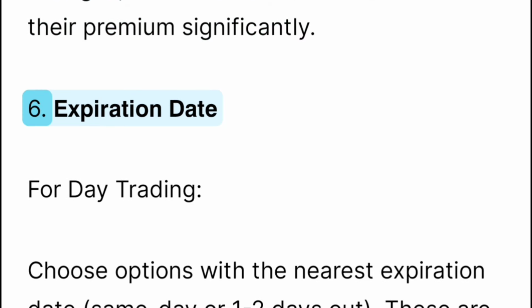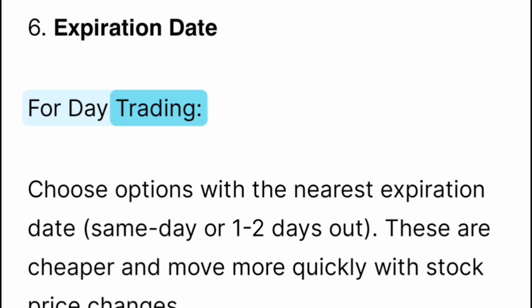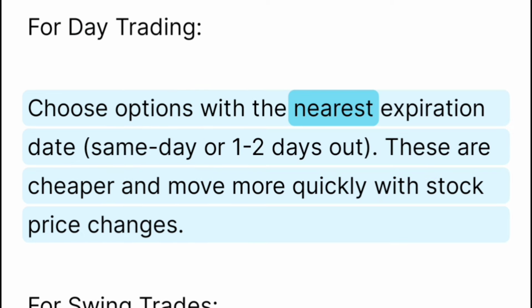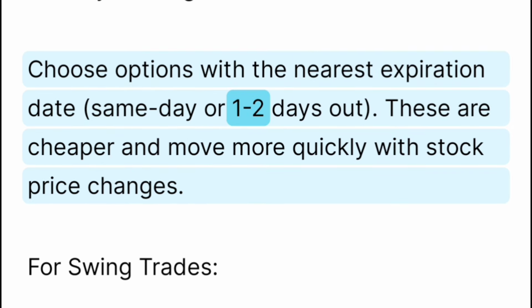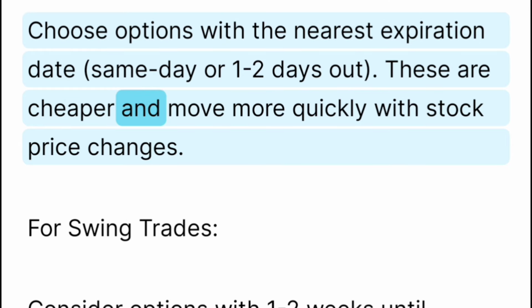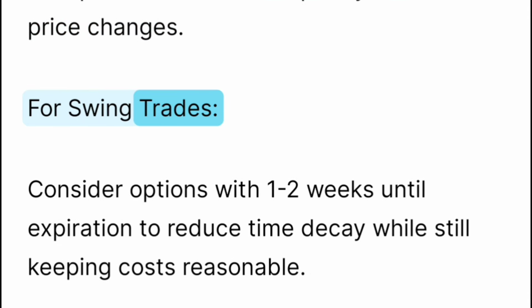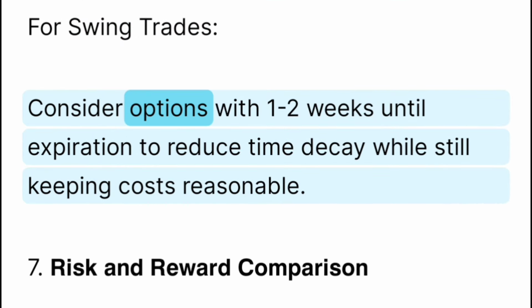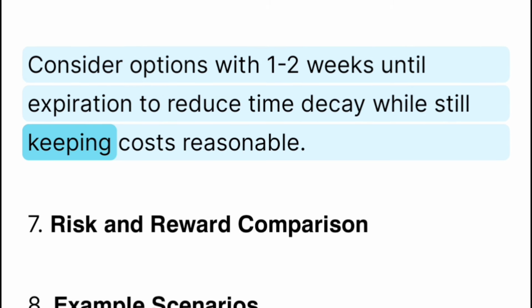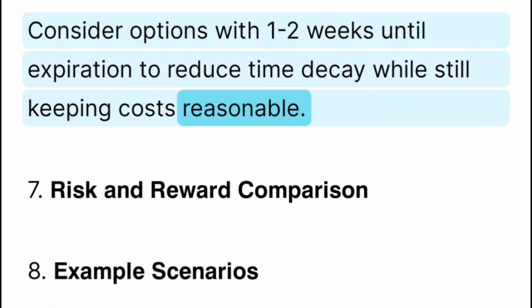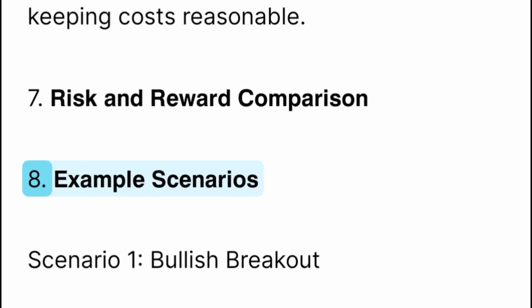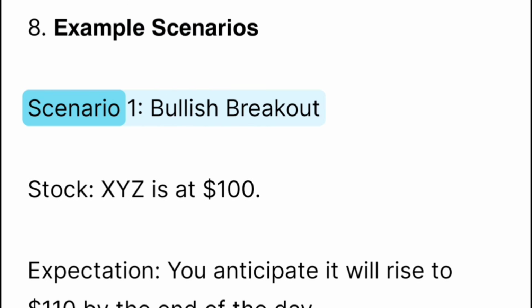6. Expiration date. For day trading, choose options with the nearest expiration date, same day or 1-2 days out. These are cheaper and move more quickly with stock price changes. For swing trades, consider options with 1-2 weeks until expiration to reduce time decay while still keeping costs reasonable. 7. Risk and reward comparison. 8. Example scenarios. Scenario 1, bullish breakout.